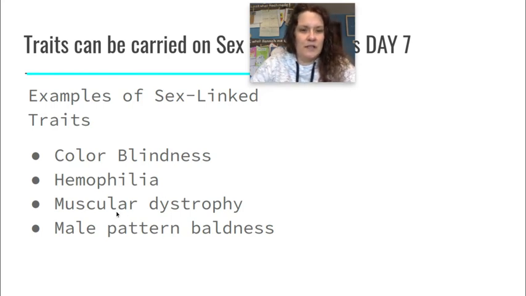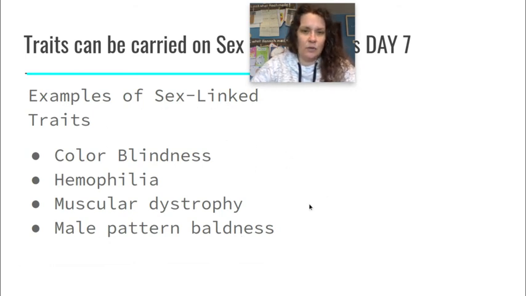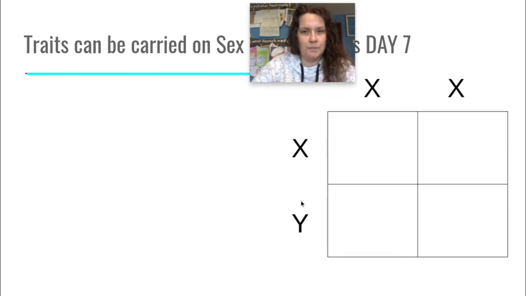Muscular dystrophy is another one. It deals with muscular skeletal issues, and then baldness. We think right now it's on the X chromosome, but those are just some examples of sex-linked traits, where these genes are found on the X chromosome.